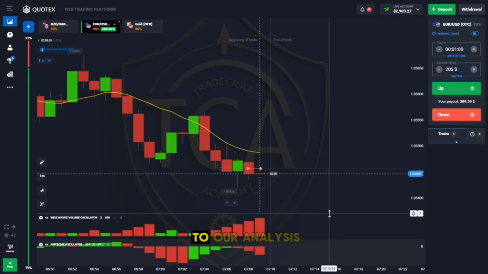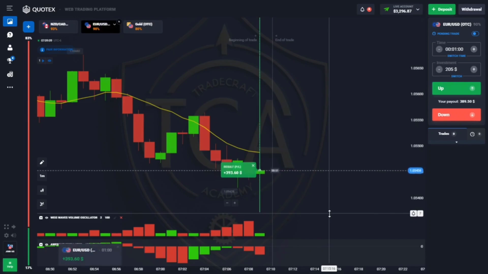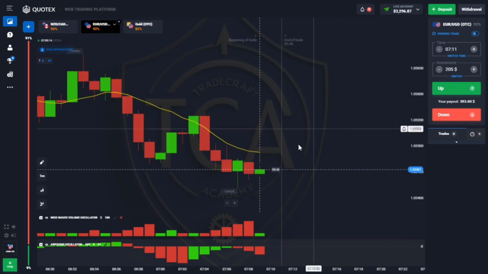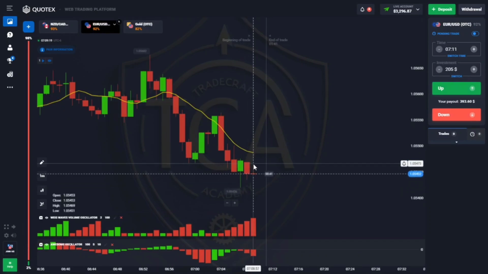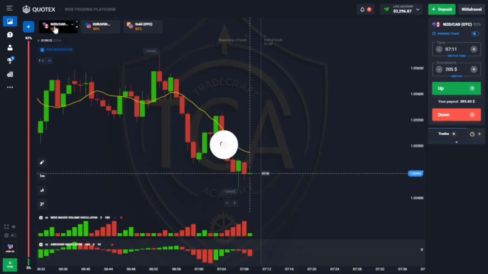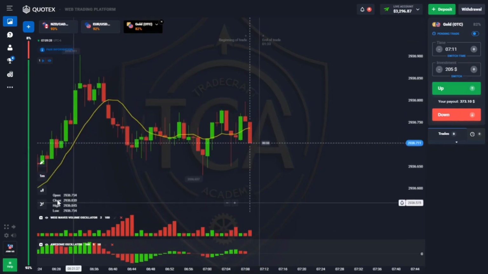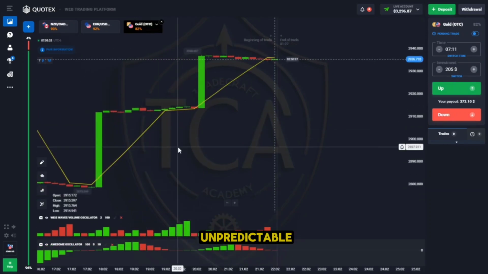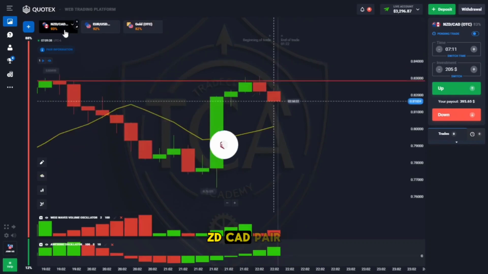The perfect result according to our analysis. Let me check and analyze the gold market. This market in the 4-hour chart is unpredictable. So I will go back to the NZD/CAD pair.